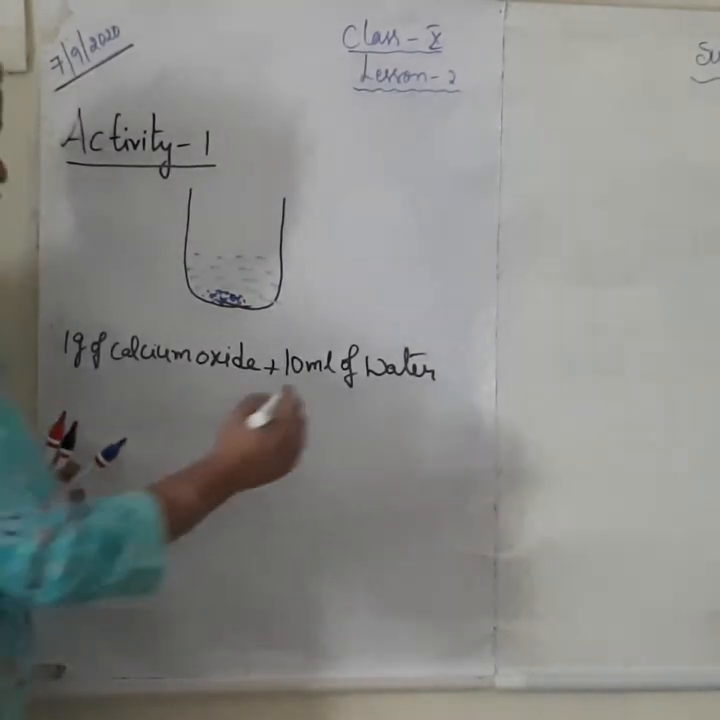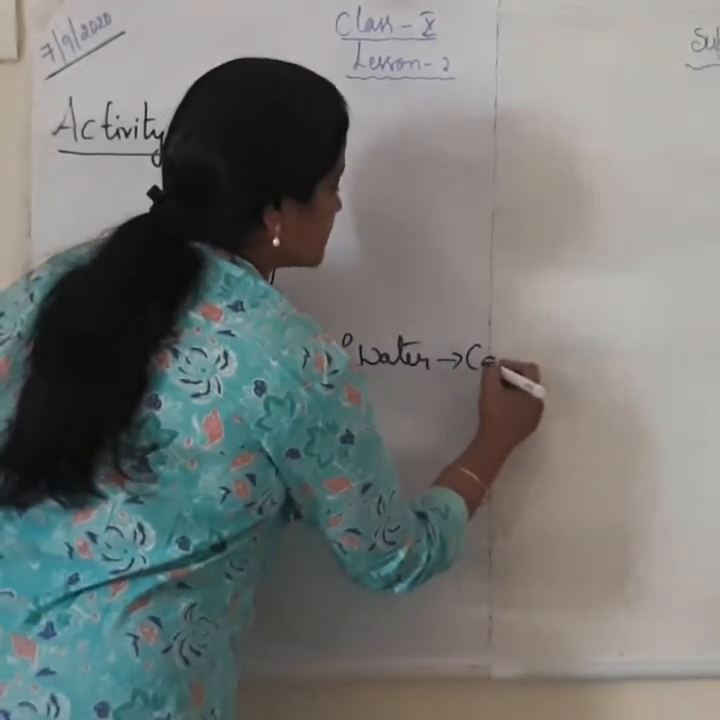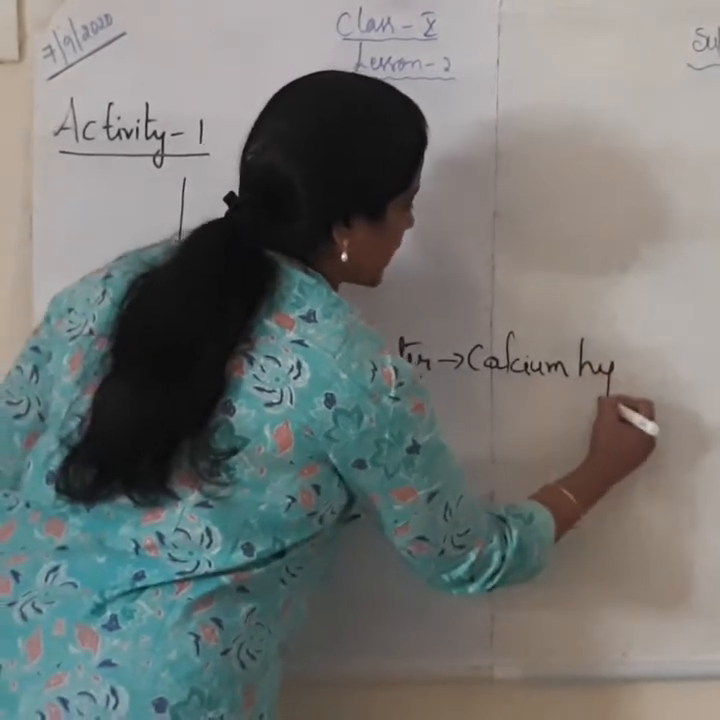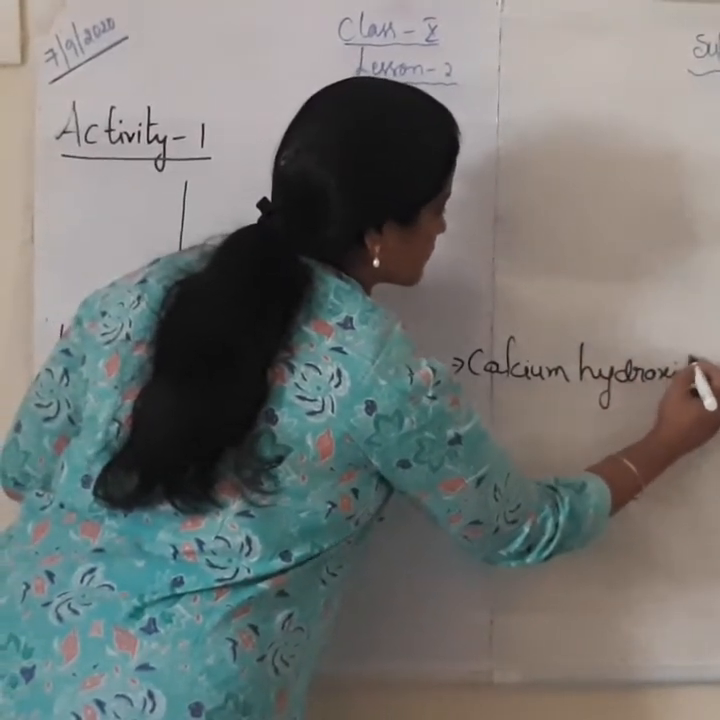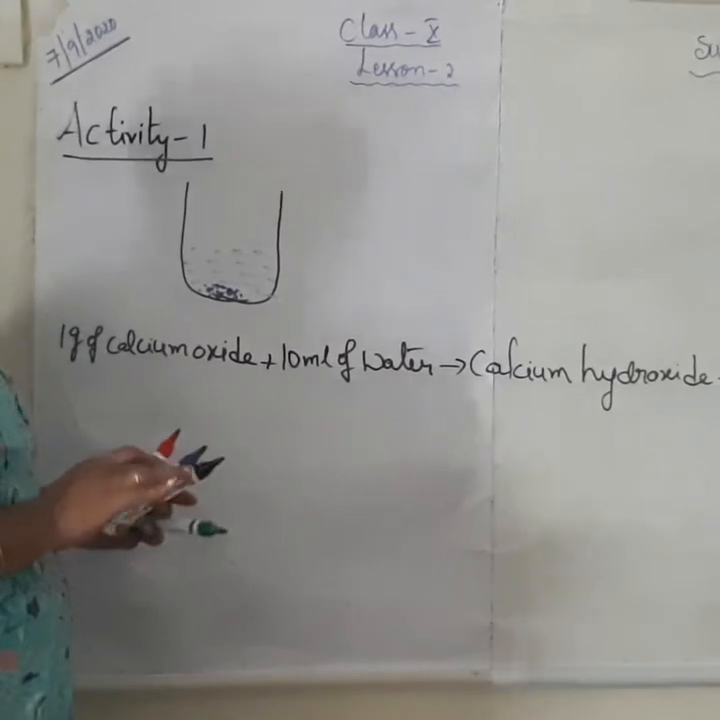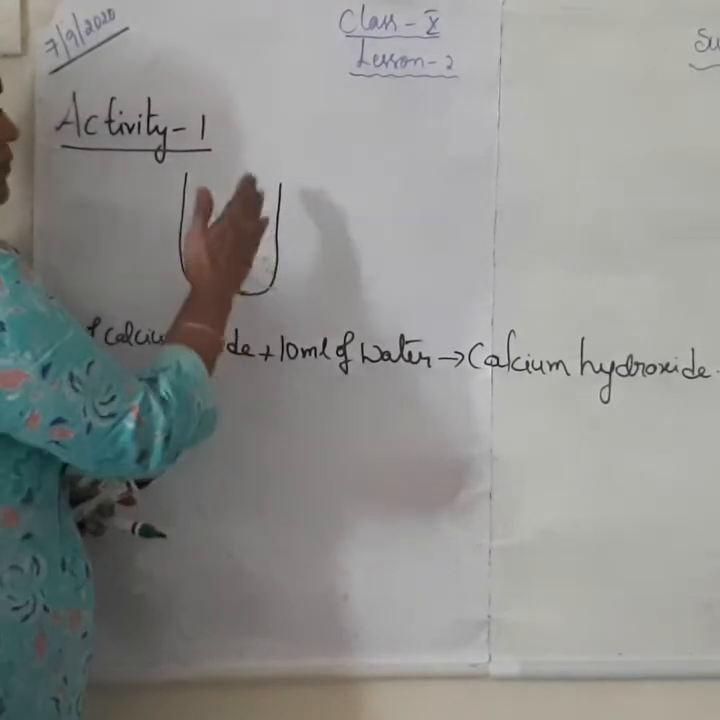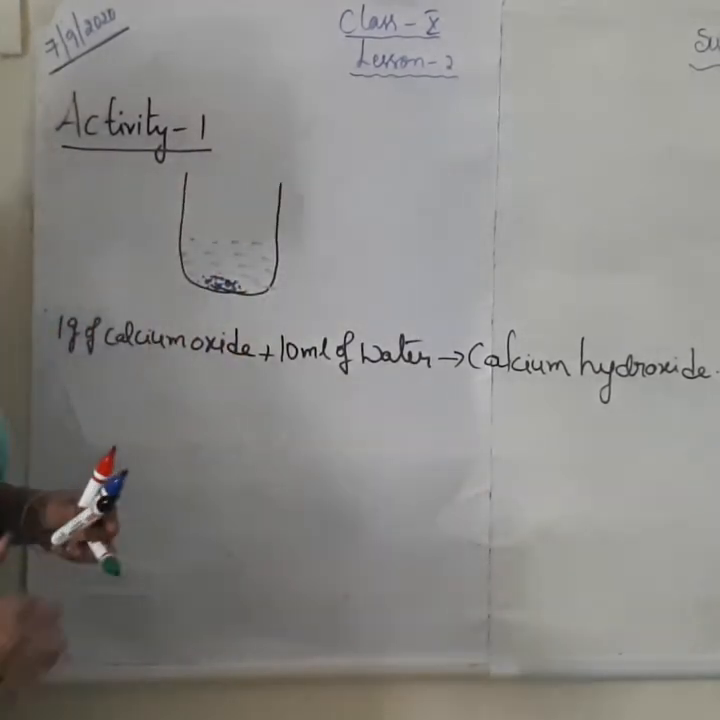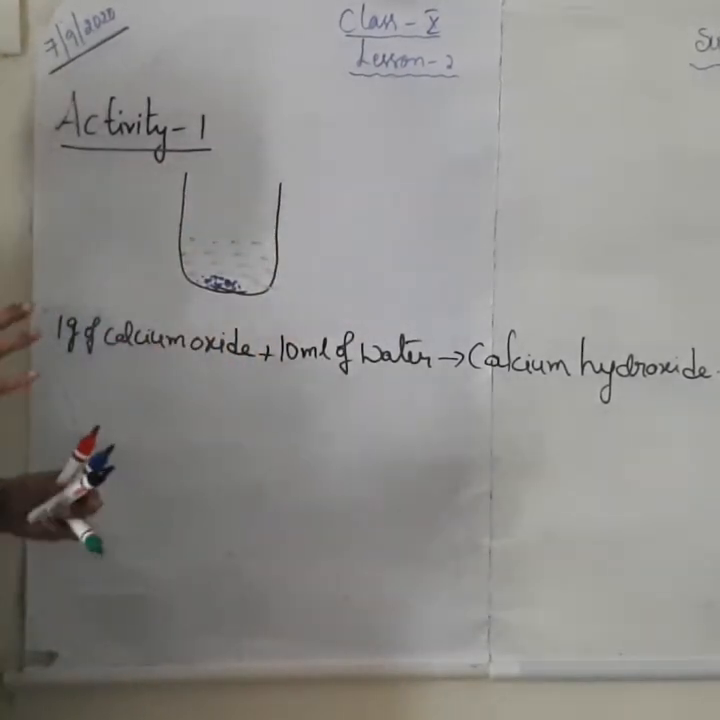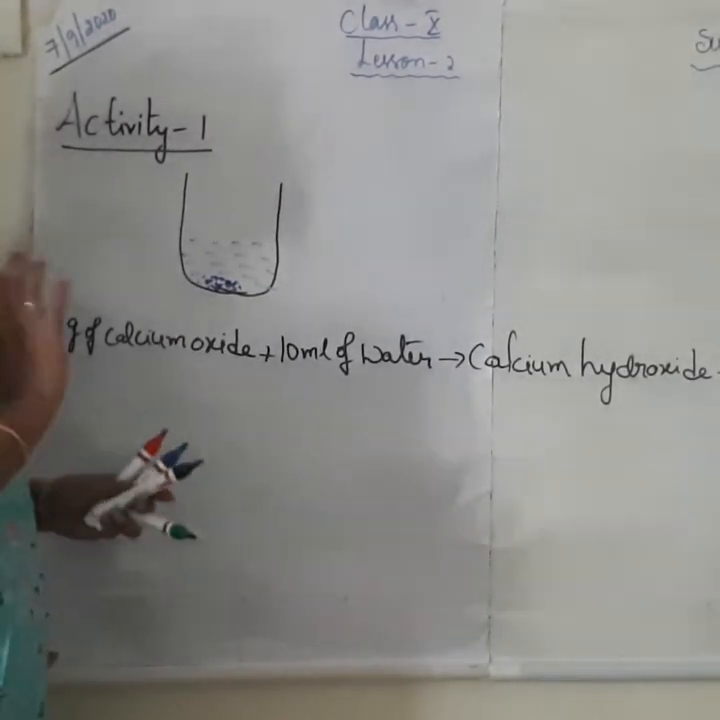That colorless solution is known as calcium hydroxide. We'll call it calcium hydroxide. And in this, when you touch the edges of the beaker, you feel that it is a little hot or warm. So notice that one also.